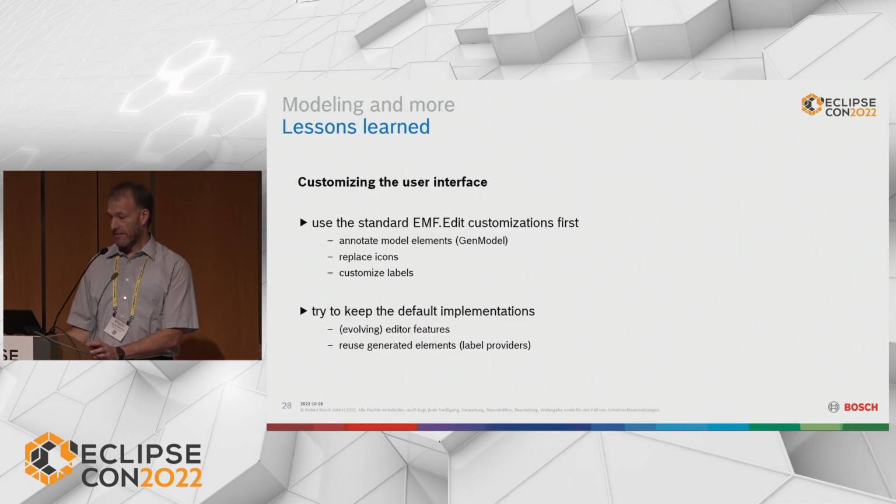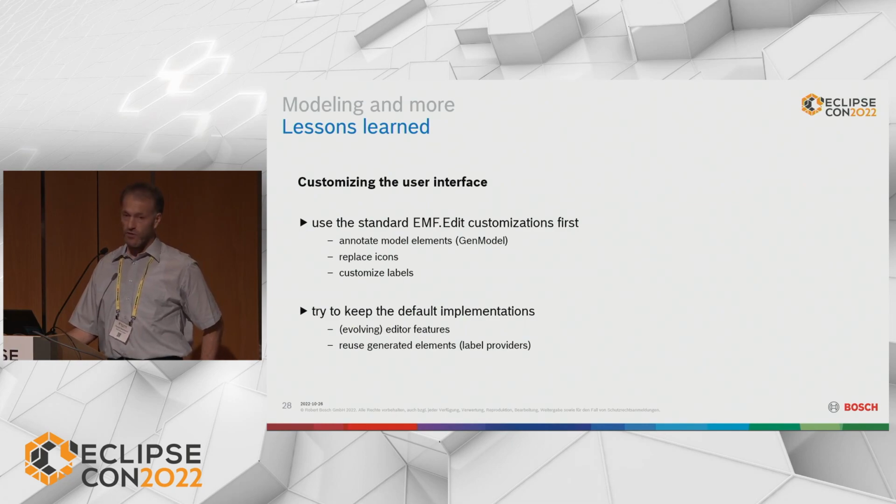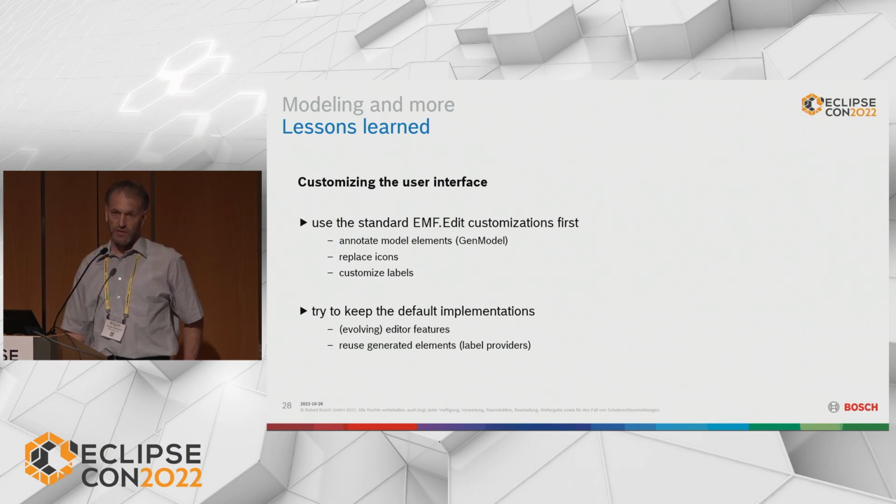So, lessons learned again. We used as much as possible the standard EMF edit customizations. The simple things are to replace icons, to replace labels, and to annotate the model elements according to what you want to get. And we always try to reuse existing label providers, things that are already available. So you should not throw away things that can be reused in a context, of course.